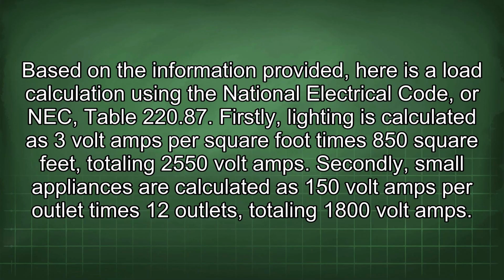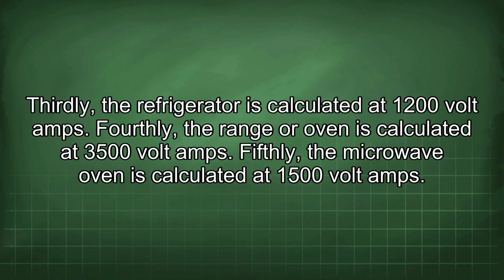Based on the information provided, here is a load calculation using the National Electrical Code, or NEC, Table 220.87. Firstly, lighting is calculated as 3 volt-amps per square foot times 850 square feet, totaling 2550 volt-amps. Secondly, small appliances are calculated as 150 volt-amps per outlet times 12 outlets, totaling 1800 volt-amps. Thirdly, the refrigerator is calculated at 1200 volt-amps.